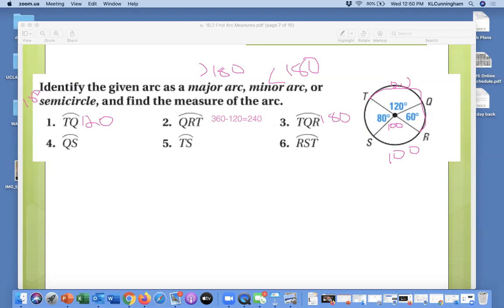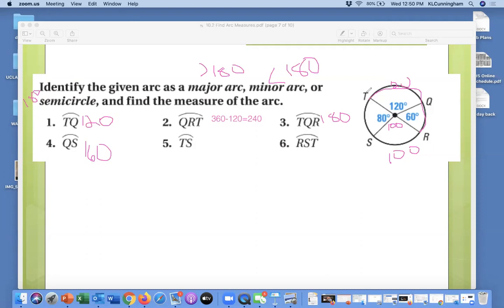Now they want QS. Okay, so it's two letters, guys. So that means the shorter route, the minor way, which I realize I have to go and name all of these, which I'll name all of them at the end. So Q to S, here's the long way, and here's the short way. So Q to S, the short way would be 100 plus 60, so that would be 160.